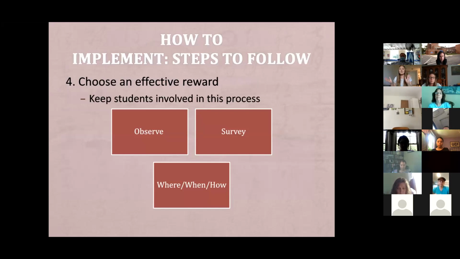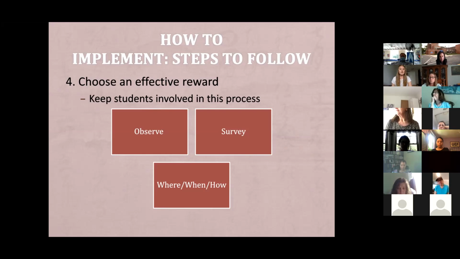So now you've got your behaviors, you're setting your criteria, you picked your contingency, it's time to choose an effective reward. And this might be the most important part of the whole process, because a reward is what sets the motivation for these students to want to engage in these behaviors. A lot of times we don't really engage in behaviors unless we know that maybe there's something in it for us. We work for money and these students are working for a reward.